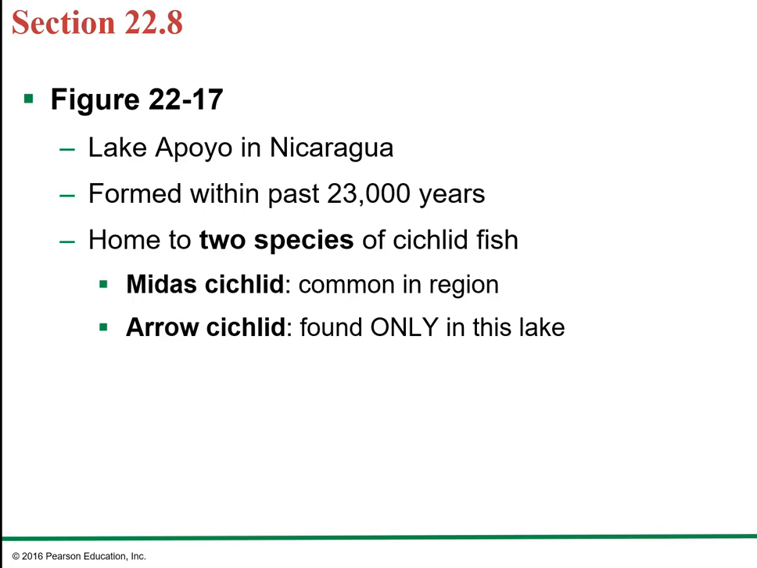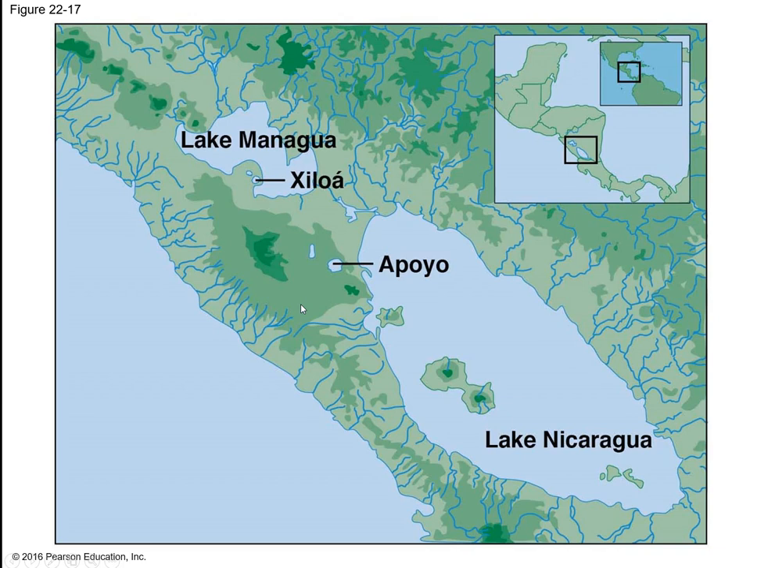Here's an example with fish. There's a particular lake, Lake Apoyo in Nicaragua, that formed within the past 23 years. It's home to two species of fish, the Midas and the arrow cichlids. These are common in the region in general, but the arrow cichlids are only found in this one lake, Lake Apoyo. If you look here, you can see this lake.